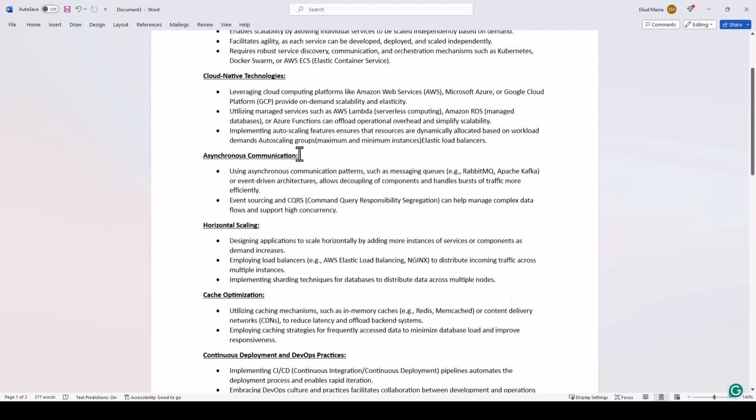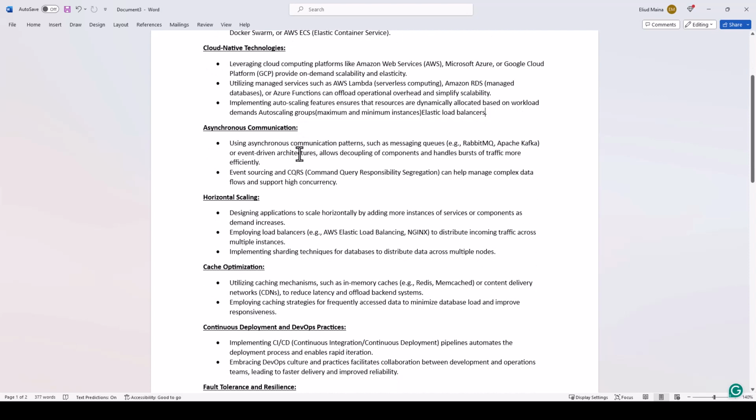The other one is horizontal scaling. Designing applications to scale horizontally by adding more instances of services or components as demand grows. Here we can also look into elastic load balancing and Nginx to distribute traffic across multiple instances, and also implement sharding techniques for databases. Sharding is an architecture for how you can distribute a database, whereby you can update some of the columns or attributes in a database. So sharding helps in any distributed system whereby, if any attribute needs to be updated using the CRUD method, you don't have to undergo those heavy operations to carry on some of the application processes.